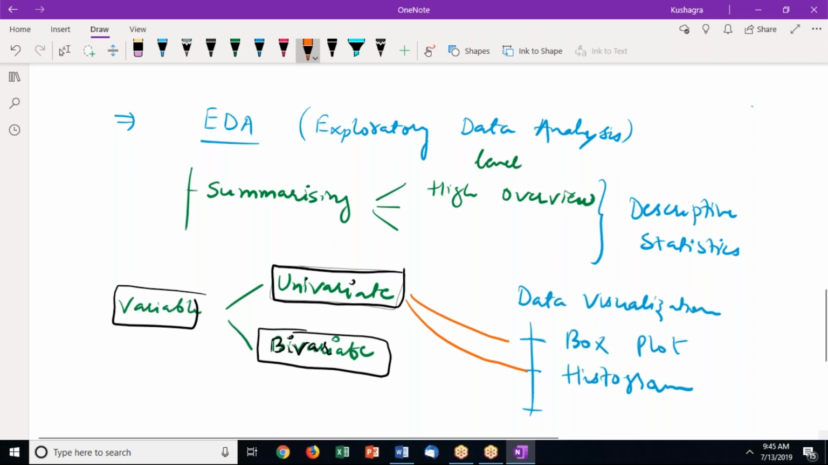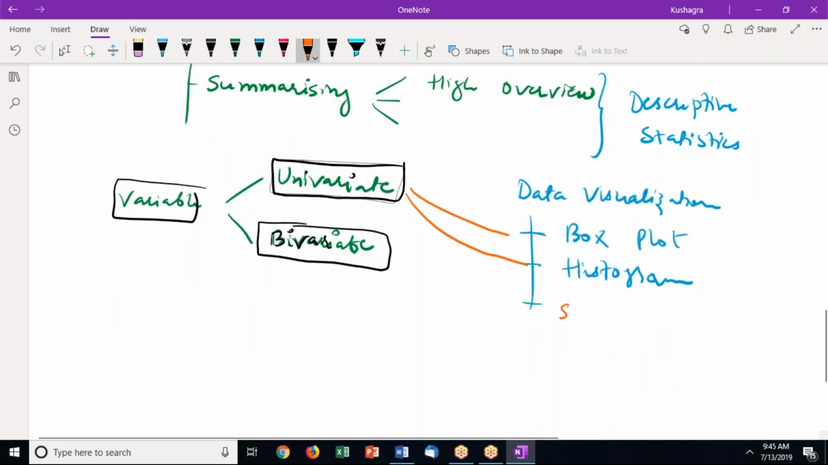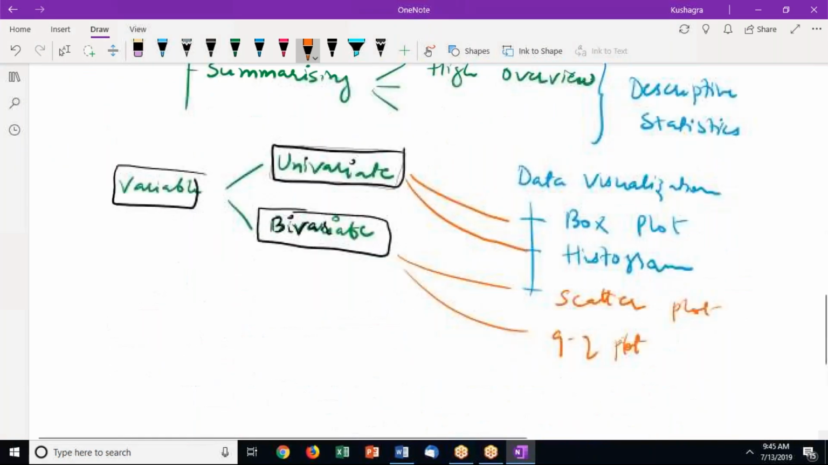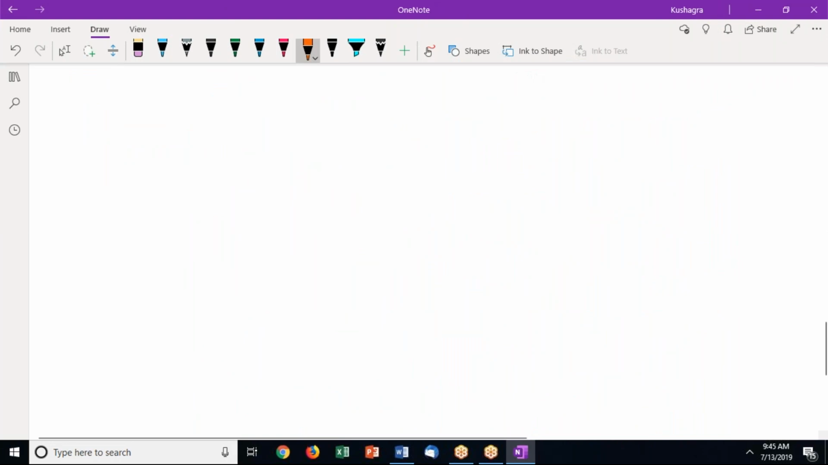When you're doing bivariate analysis, you can have other kinds of plots like a scatter plot, or a Q plot, or QQ plot, as you call it. We'll see both of that, and other charts also, and understand all of that in depth. But before you get started with any of these, how many of you have some understanding about statistics?